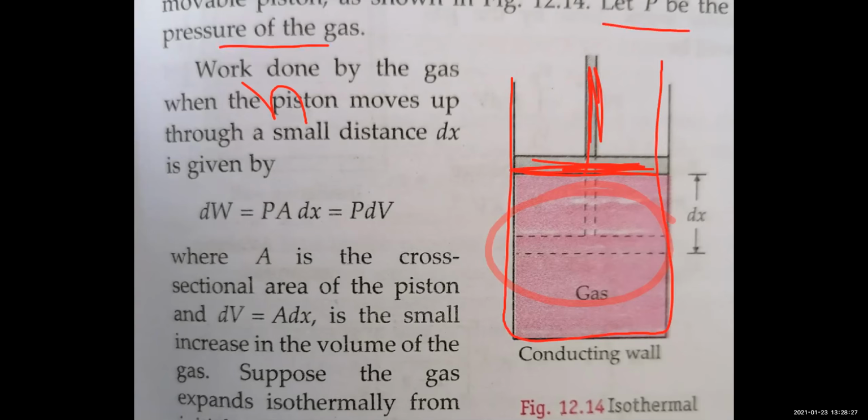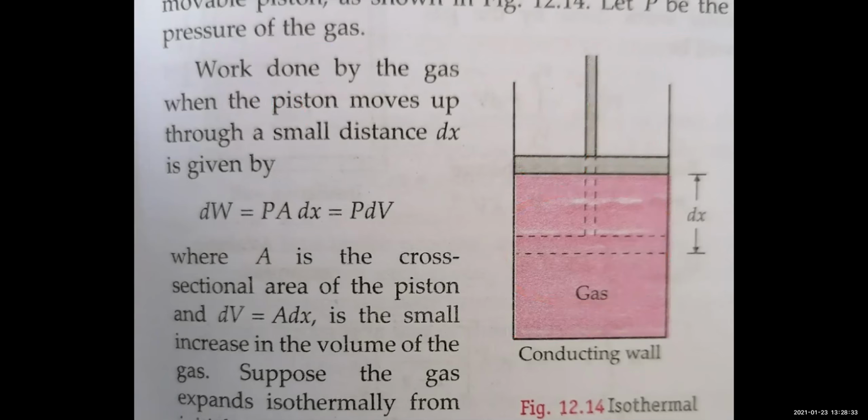This much is given. Now children, suppose initially this was the position of the piston. Now the gas in the cylinder has pushed the piston to this position, right? So what is the displacement of the piston? The displacement of the piston is dx. So the system has done some work, right? The gas has done some work by moving the piston upwards through a distance of dx.